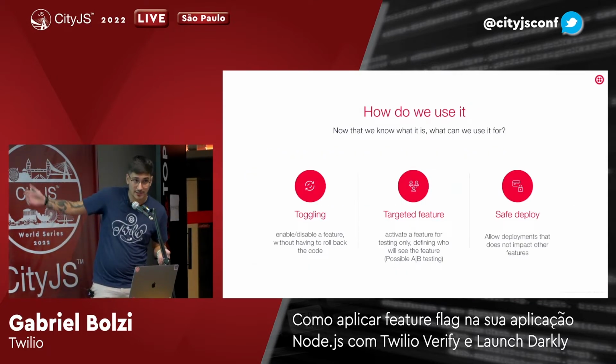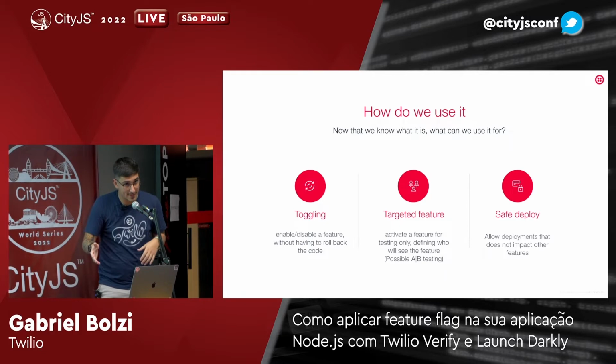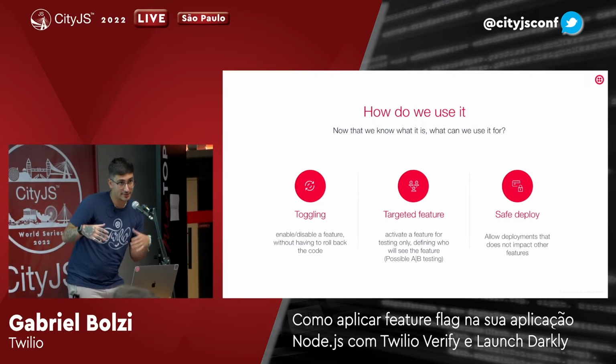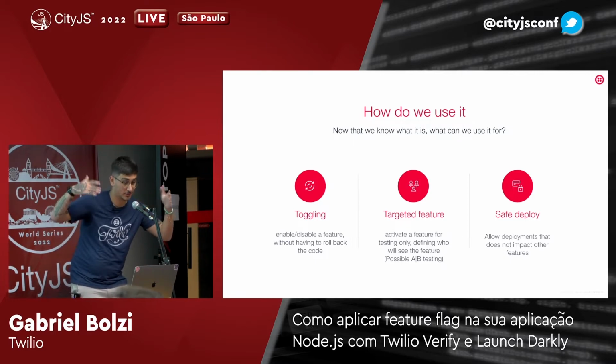Cool. So how do we use it? First of all, toggling, that's what I said. Basically, you can deactivate for specific users or all users in real time. Second of all, targeted feature. Basically, your user cannot see this feature anymore, or can see it. And safe deploy as well. You can deploy something that is not on, and you can make sure that your environment is working fine, and you can deploy it slowly, okay?